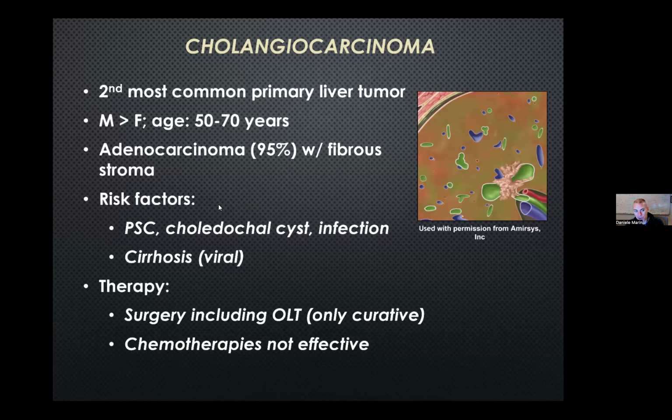There are important risk factors for cholangiocarcinoma. Primarily in Western countries, primary sclerosing cholangitis is by far the most important risk factor, along with choledochal cysts and infections as well. There is also a subset of cholangiocarcinomas that can happen more commonly in patients with cirrhosis. So that's important to understand.